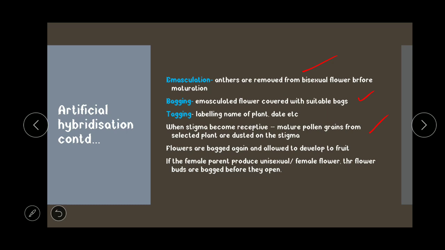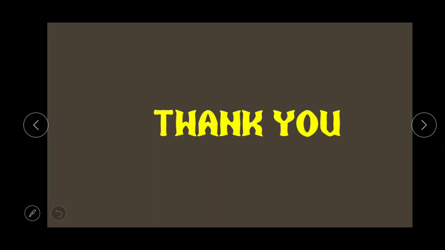Because if you do not cover them with a bag, there are more chances of contamination. So in both cases, the unisexual and the bisexual flower, you have to cover them, but in the bisexual flower it is after the removal of anthers. In the female parent with unisexual flowers, you have to cover the flower before it opens. This is the important difference. Thank you.